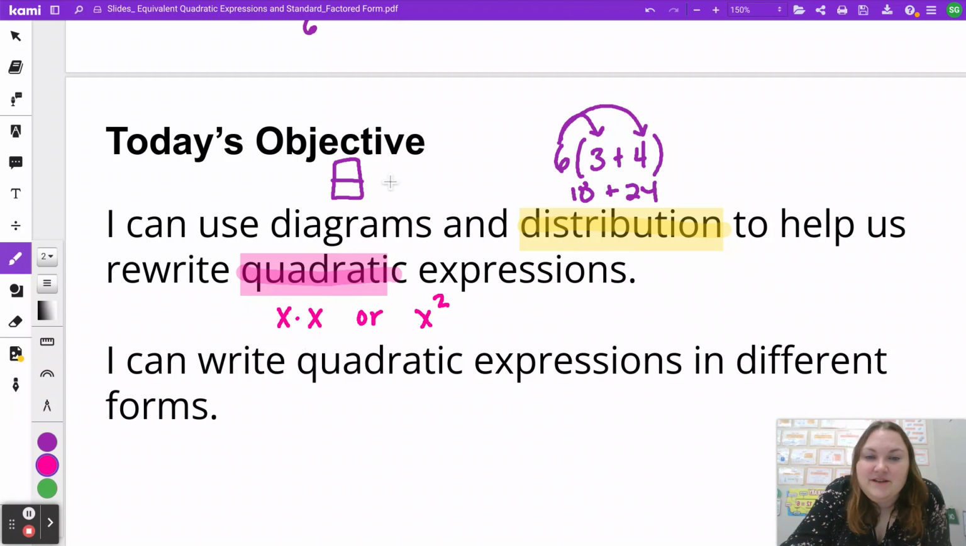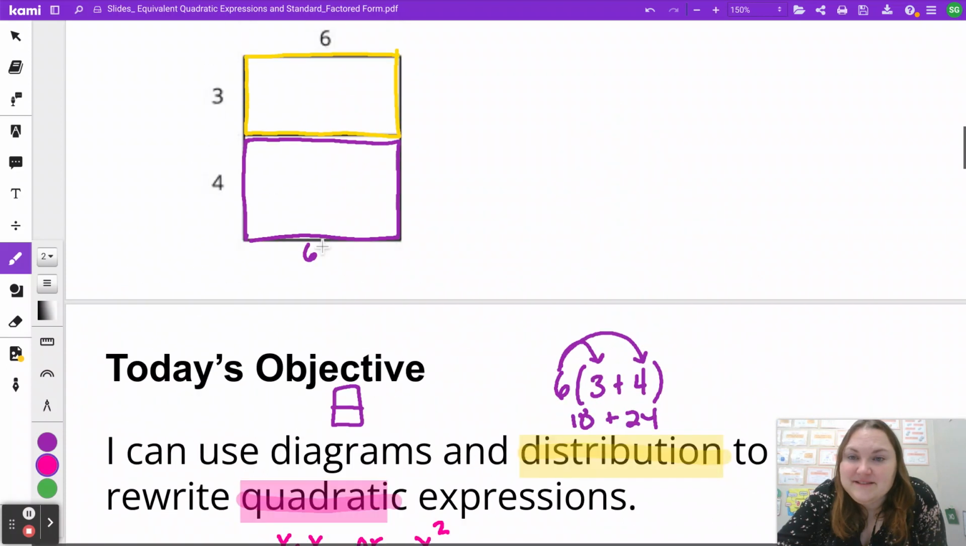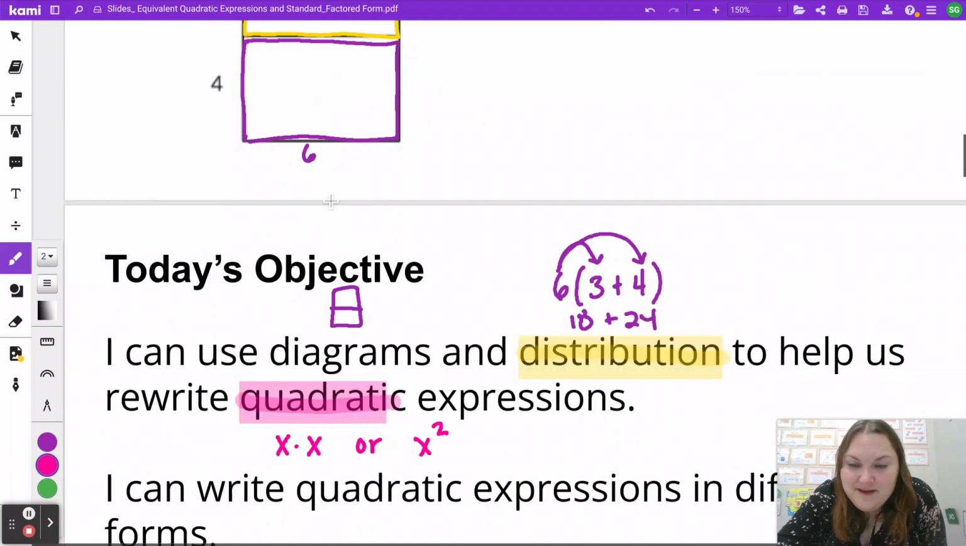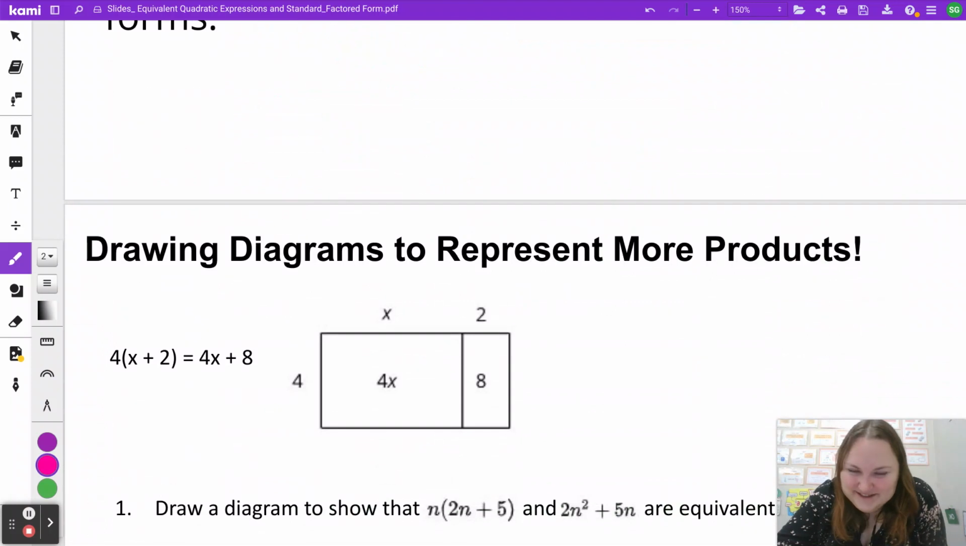So we are going to be using diagrams and distribution to help us rewrite these quadratic expressions. The other piece to this is we are going to write quadratic expressions in different forms. There are two types of forms that you see a lot when you talk about quadratics. And so we are going to learn the names of them and what it looks like when a quadratic is in each of those forms. That'll be the second half of this lesson. To get us started, though, we are going to start with these diagrams, similar to what you've seen on the warm-up, except now we've got some variables in them.